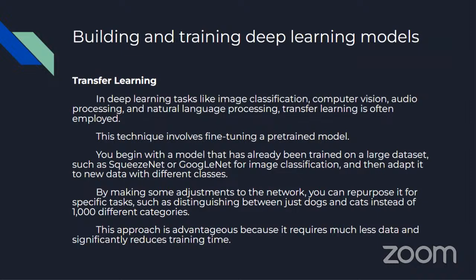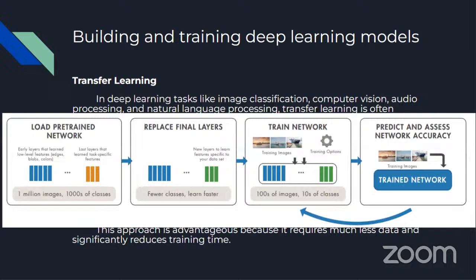The advantage of using this is that it requires less data and training time is also less because your model has already learned a lot of features, right? This is how transfer learning works. So you load the pre-trained network. These are the early layers that learned low-level features already, right? Then you train them.